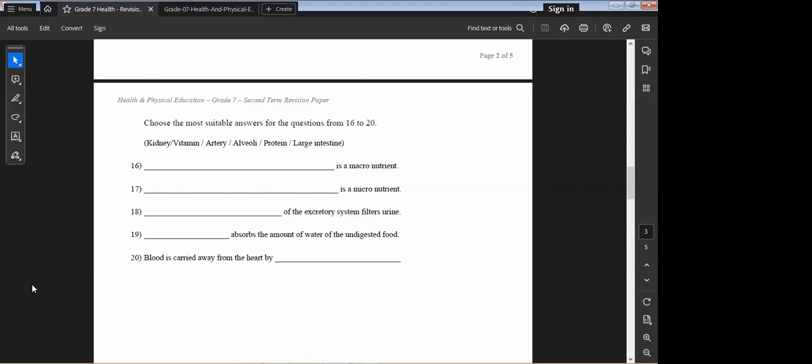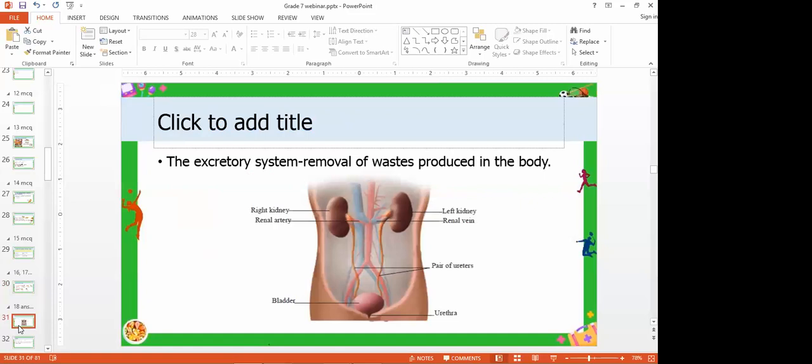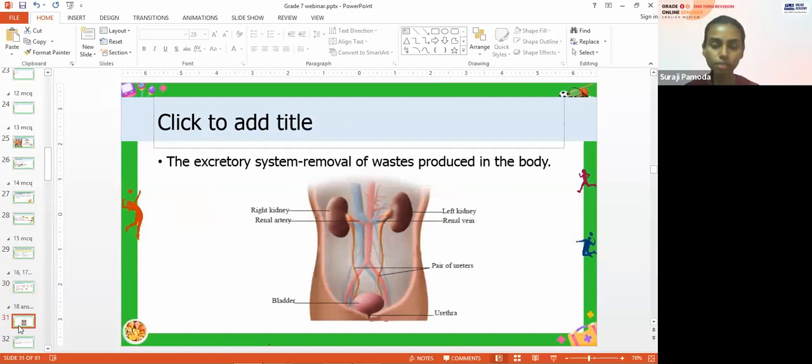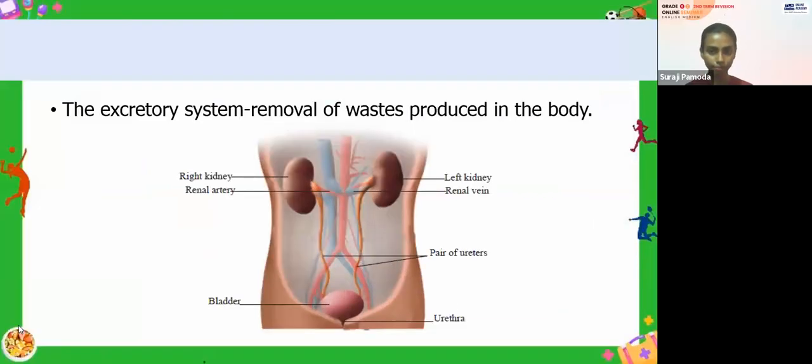Kidney, right? Okay, here you can see this is the excretory system. I told you before that it helps to remove waste from our body. Here you can see there are two kidneys, right kidney and left kidney, and there are arteries. And here you can see the bladder and urethra.